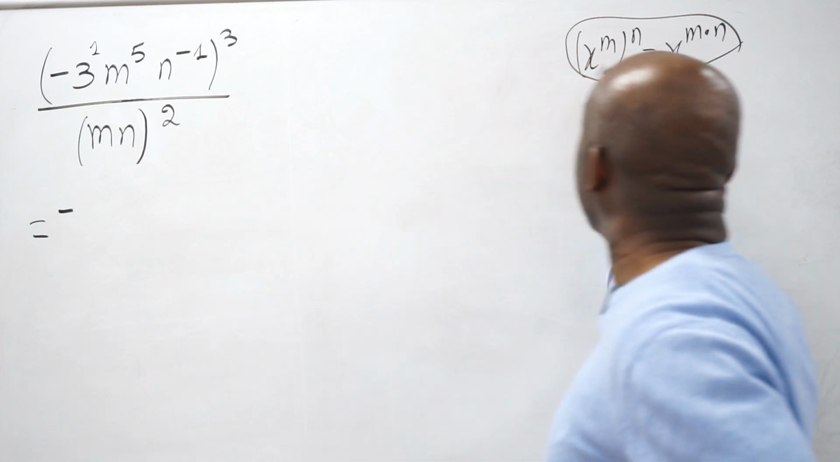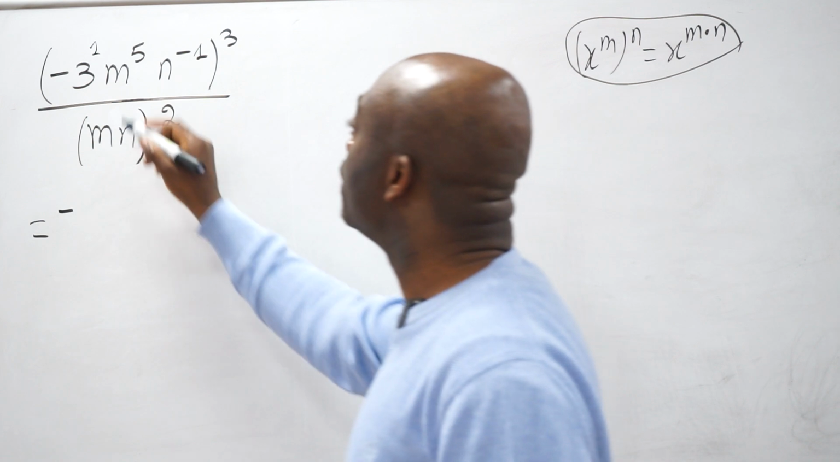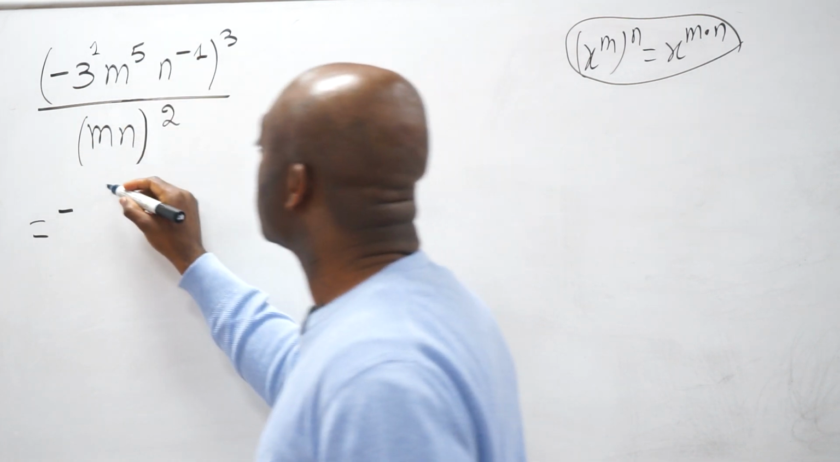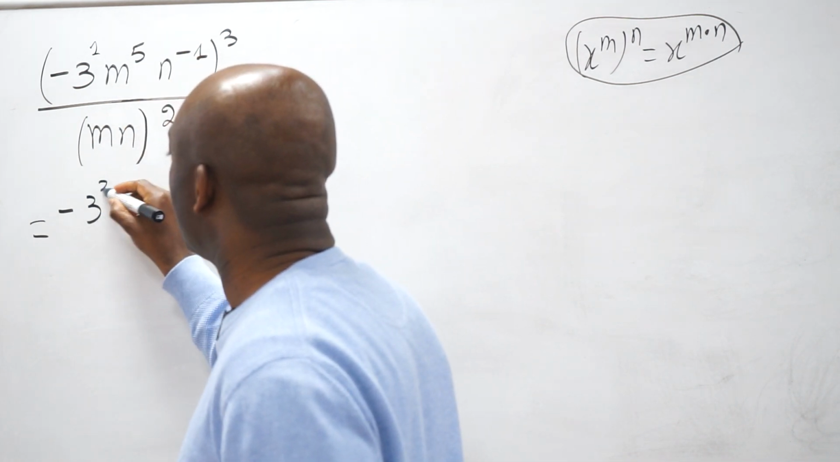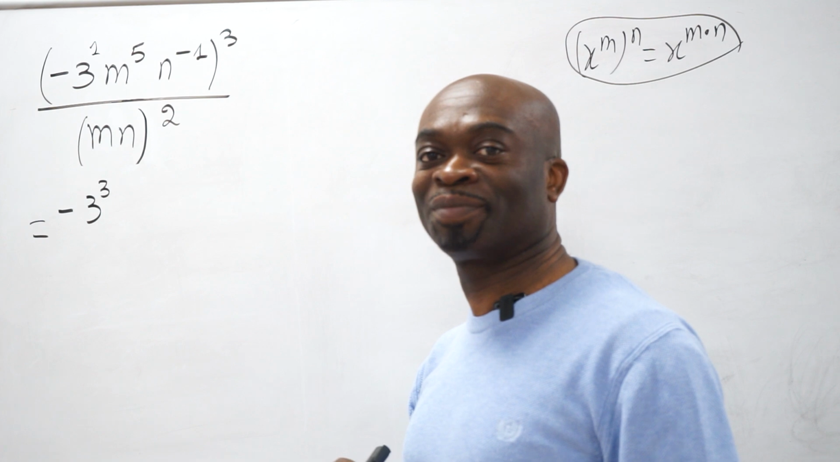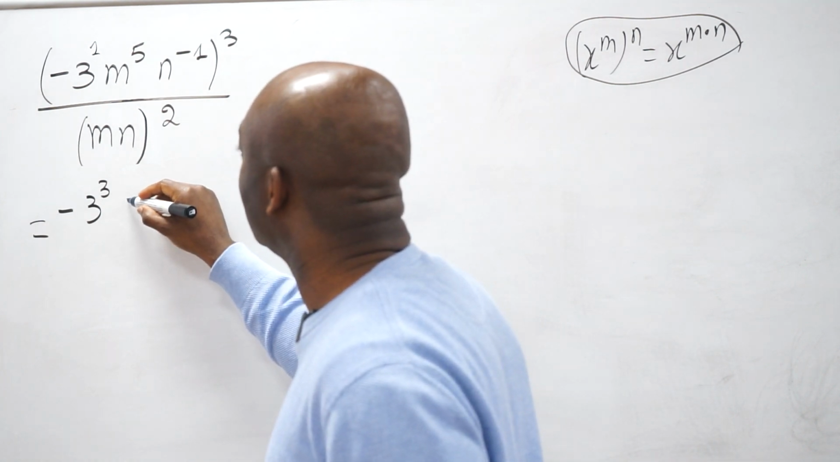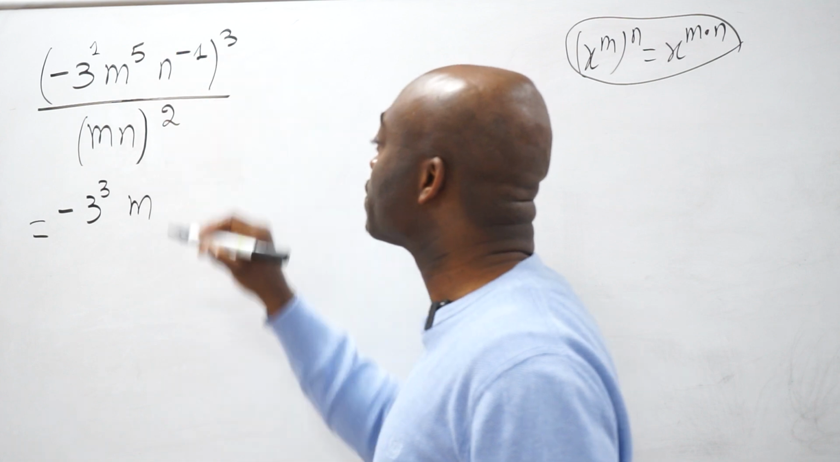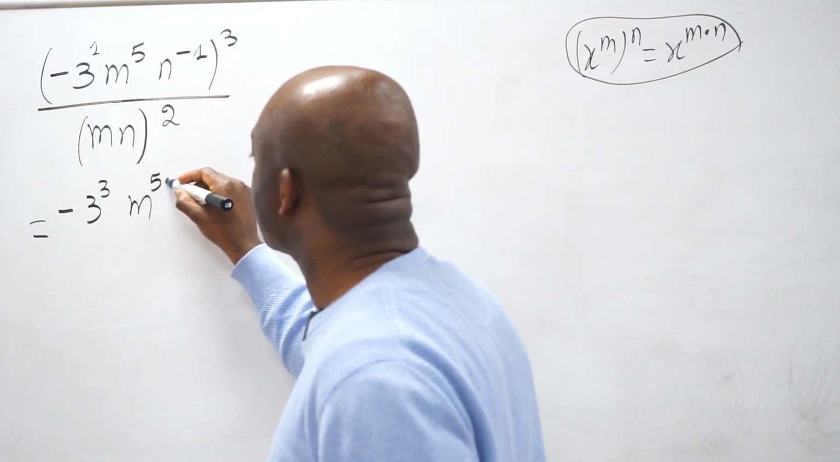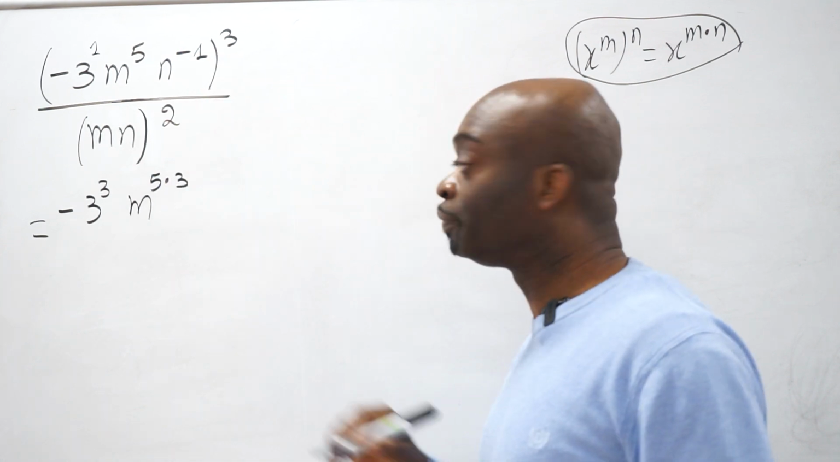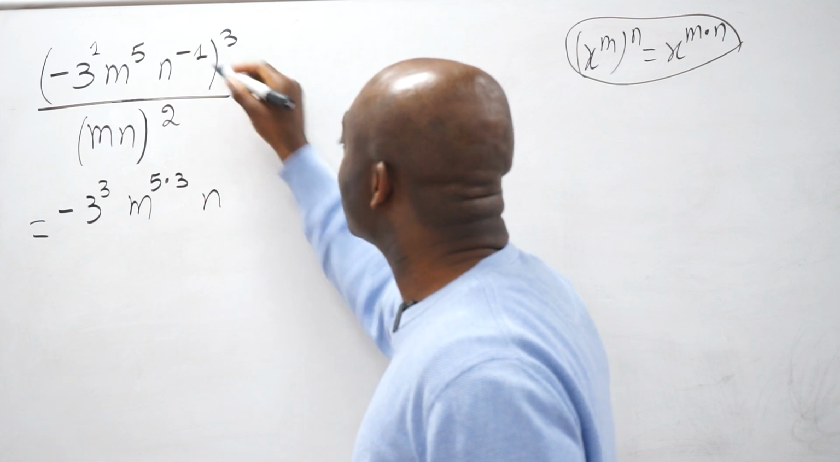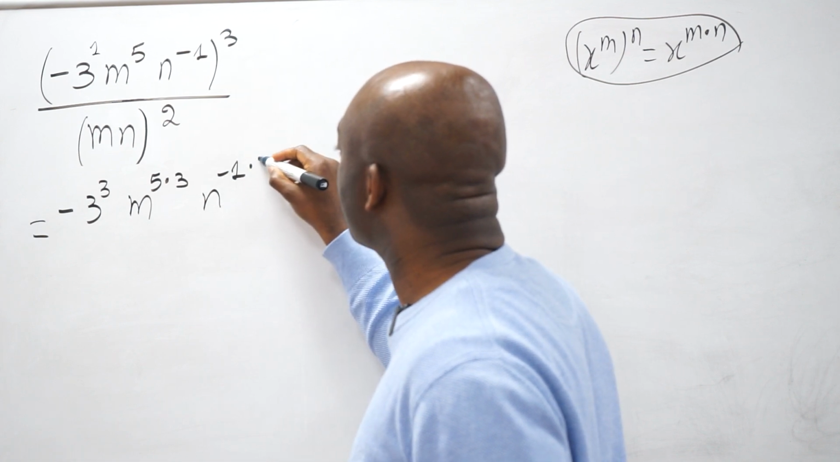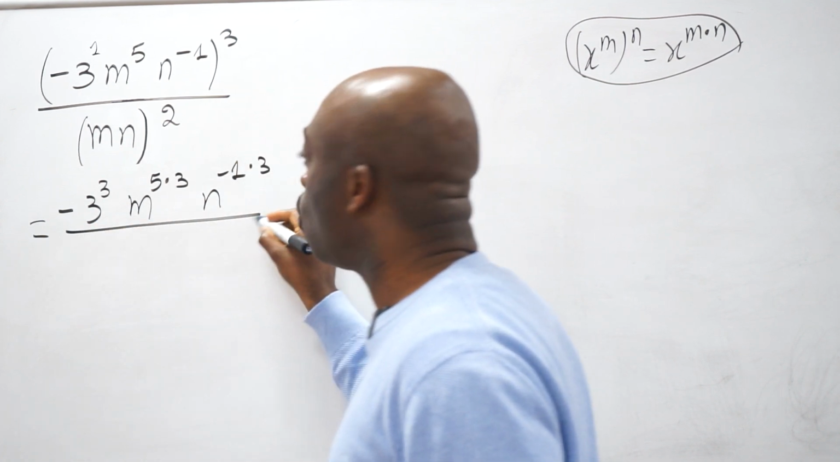So now we're going to apply the rule here, so we're going to multiply. We have 1 times 3, so that would be 3 to the third power. You with me? Okay. And then m, which already has a 5 as power, so it's 5 times 3. So we write it down. And then n, this is -1 times 3 as well. Then this is over.